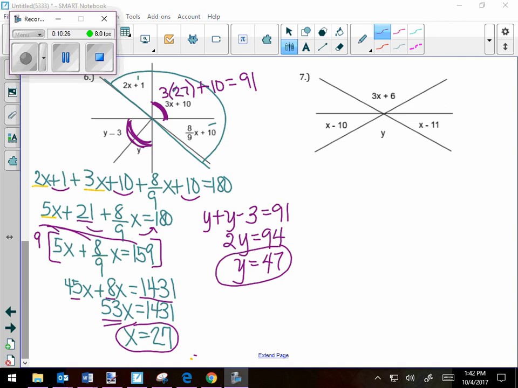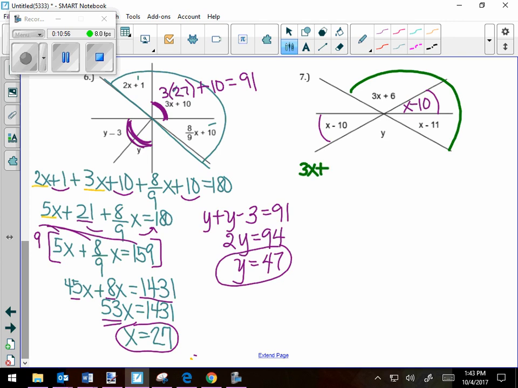For question 7, I am able to transpose some information. In other words, this x minus 10 right here is the same as this angle because they're vertical angles, so this is x minus 10. When I do that, I realize that these three angles add to 180 because they sit on a straight line. So I'm going to set up my equation exactly that way.